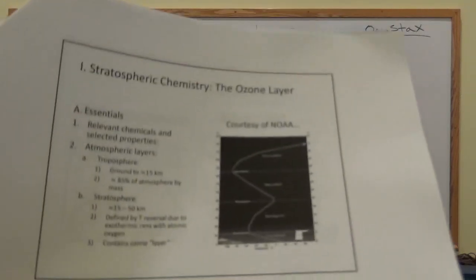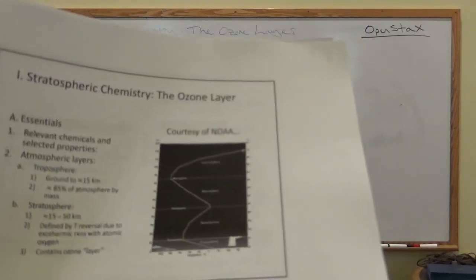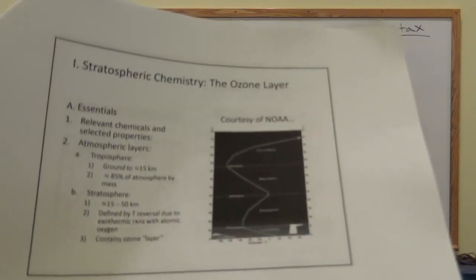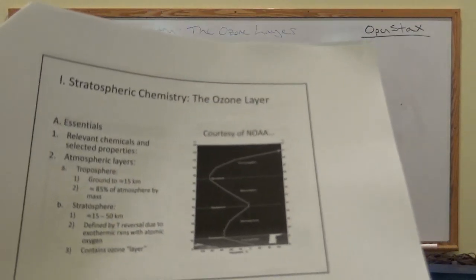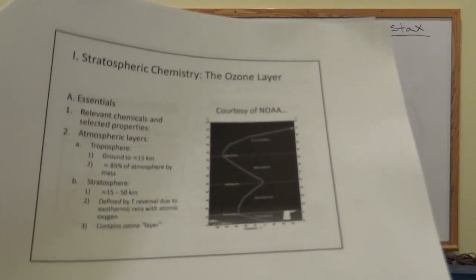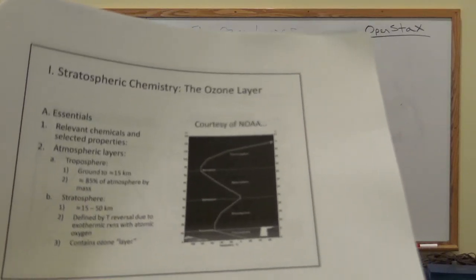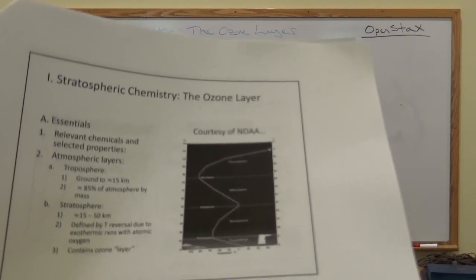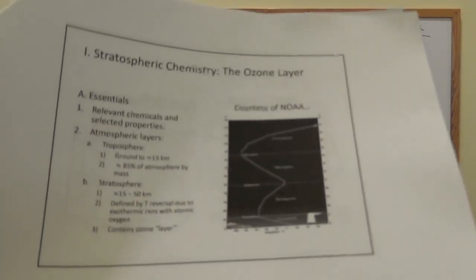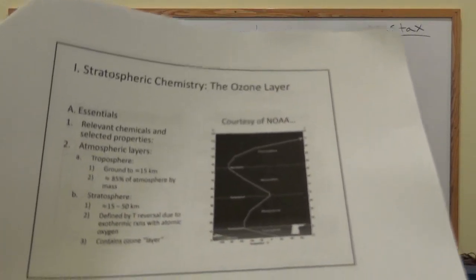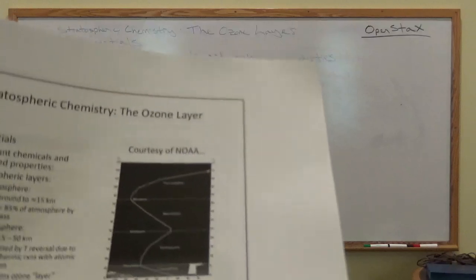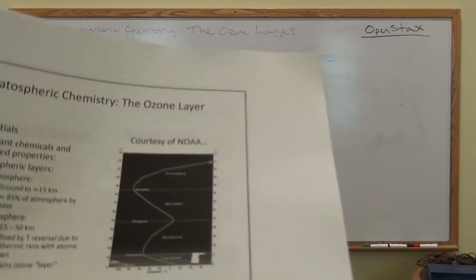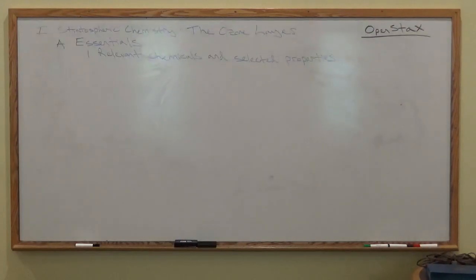Or print out the full slides and then take notes on a separate sheet of paper, or just follow along with the slides as I set each bullet point up one by one. I didn't write this whole slide on the board, just the Roman numeral major heading, the essentials and relevant chemicals and selected properties, because that's probably all I'm going to do with this particular video. And I've got this image over here. This lesson might just be this slide, and that's fine. Just to get us set up.